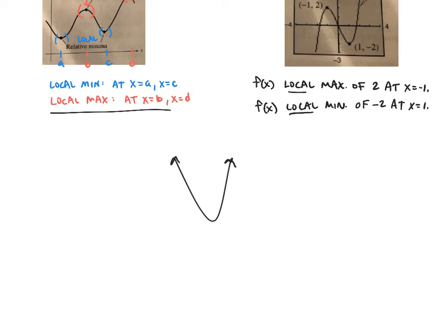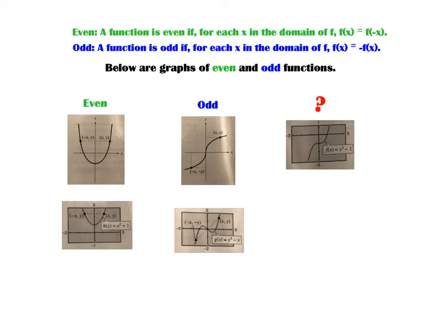All right, let's move to the next topic. Okay, our next topic is the idea of even and odd functions. If a function is not even and not odd, then we just call it neither. The definition of an even function is a function is even if for each x in the domain of f, f of x is equal to f of -x. All that means is that the outputs for 1 and -1 would be the same, or 2 and -2 would be the same, or 3 and -3.